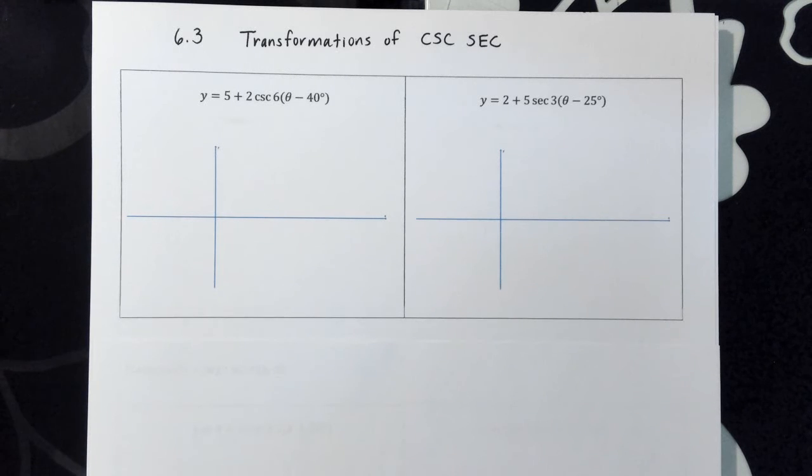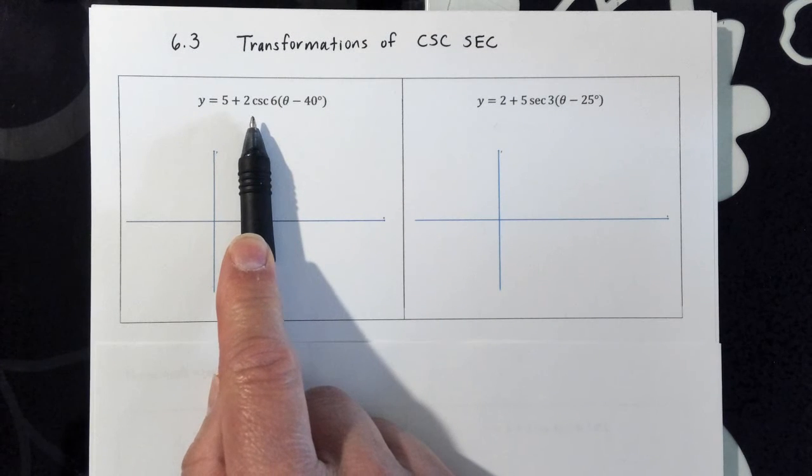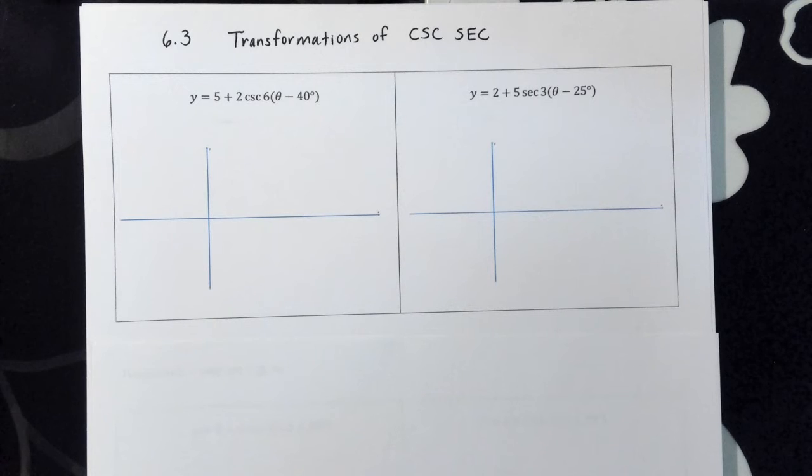Okay, so this lesson finally is how to graph transformations of secant and cosecant. Hopefully in the previous videos you learned why secant and cosecant look like they do, what vertical asymptotes are, where you get them, and why you get them. If you don't, go back and watch those videos. So we're going to graph cosecant on this first example and then secant on the second example.